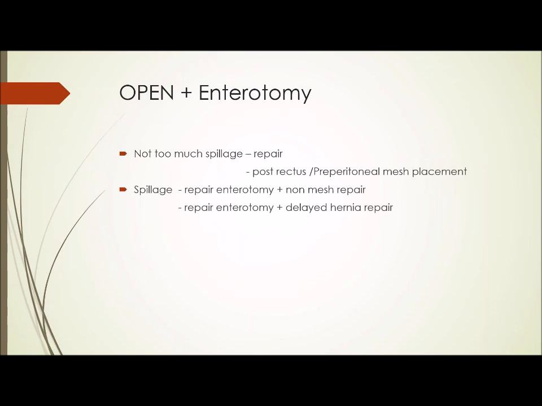So do it. If there's not too much spillage, repair, wash, and insert the mesh in the post rectus plane. That means sublay, anterior to the posterior rectus sheath, or a pre-peritoneal mesh placement. Do that. But if there has been spillage, in that case, just repair the enterotomy and do a non-mesh repair. Don't put in a mesh at that time. And go ahead and do a mesh repair at a later point of time, which is the second option, which is probably a better option.